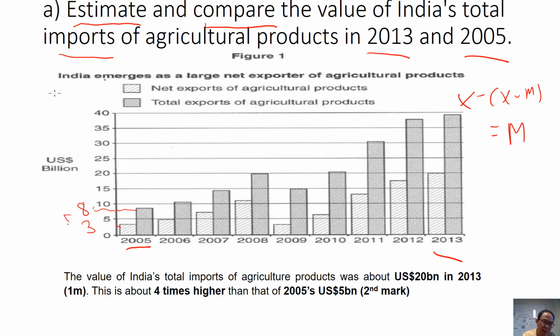So again, as I said in the last video, the command word is estimate. So they are aware that not everyone's eyes will be that sharp, so long as it's not obviously wrong. If you accidentally consider it as 9 and 3 and you say 9 minus 3 is 6, it's also fine. Don't worry, don't lose sleep about that. So 2005 was 5 billion.